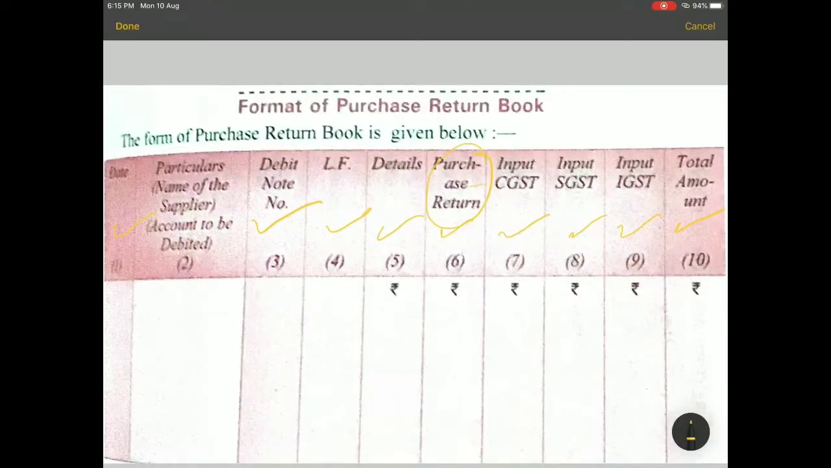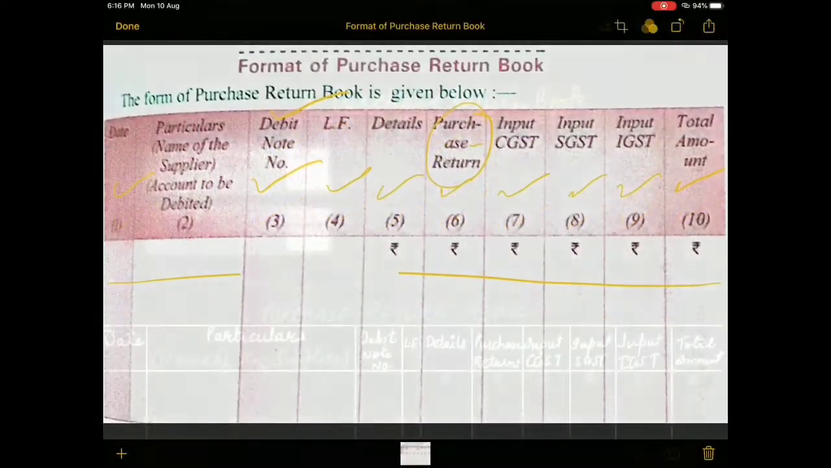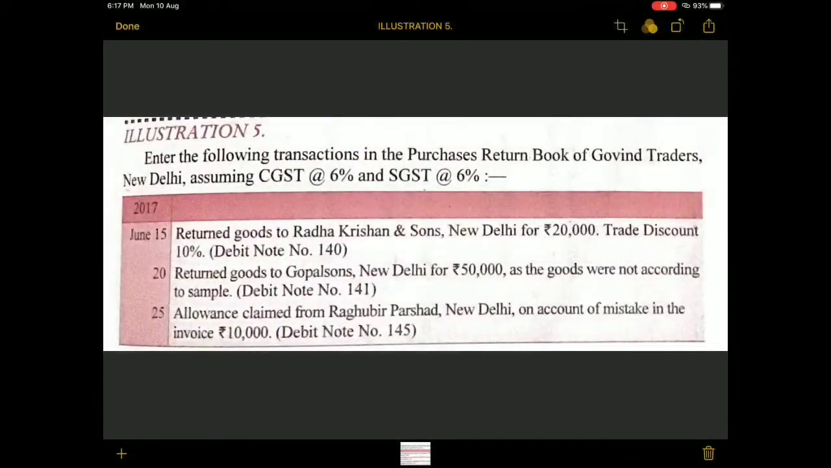In the case of the purchase book, we write here purchase. In the case of the sale book, we write here sale. Now we are preparing the purchase return book, so we write here purchase return. And after the particulars, in the purchase book the invoice number will be there, in the sale book the invoice number will be there, but in the purchase return book we will write the debit note number. Right? So these are the 10 columns under the purchase return book.